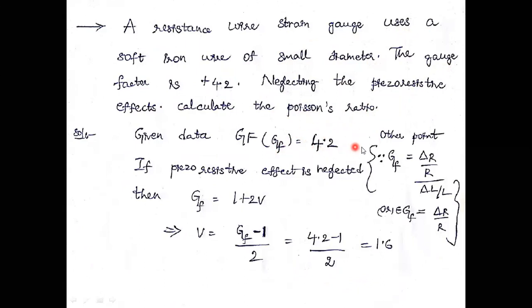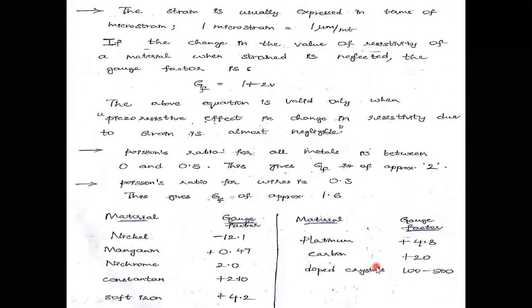Generally, gauge factor is delta R by R divided by delta L by L. Now they asked to neglect the resistivity term, so the gauge factor is equal to delta R by R over delta L by L. Normally, we can take this gauge factor as 1 plus 2V. The gauge factor is given, so we can easily calculate the Poisson's ratio V, that is the gauge factor minus 1 by 2. After substituting that value, I can obtain the Poisson's ratio. That is 1.6. This is one problem.